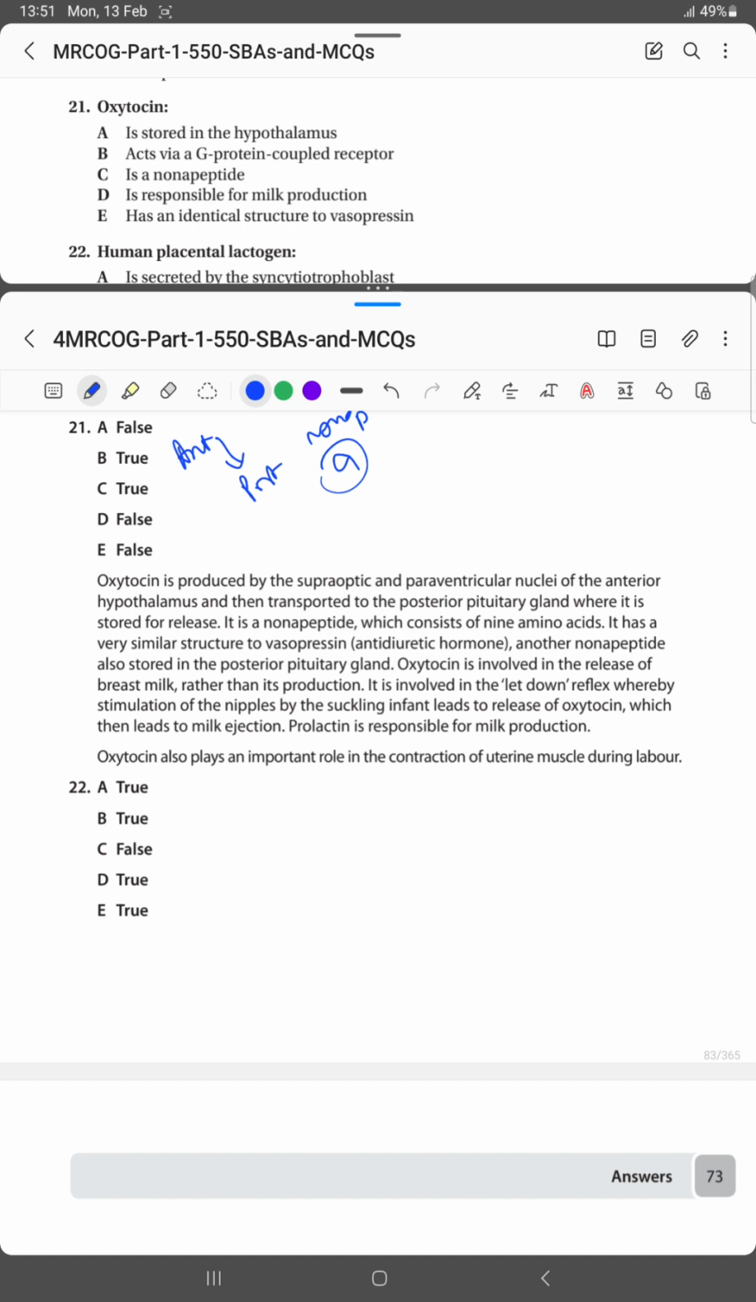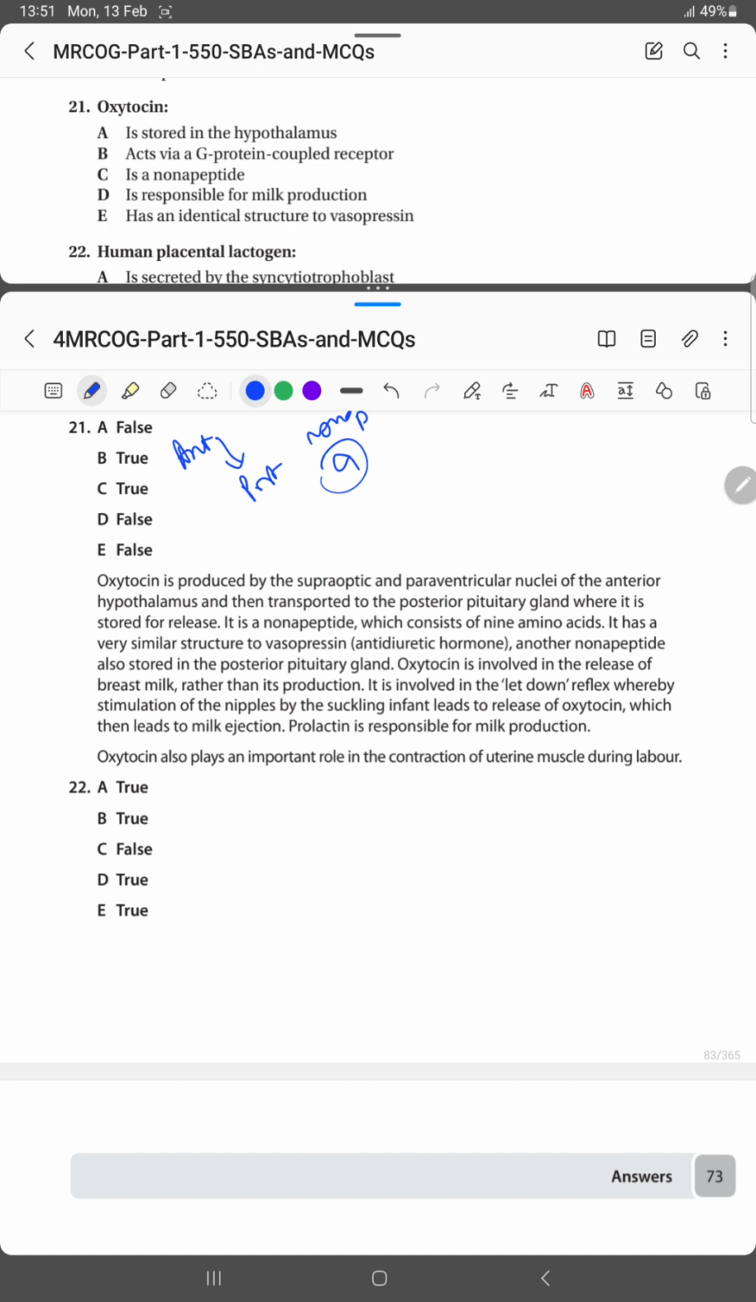Oxytocin is involved in the release of breast milk rather than its production. It is involved in the let down reflex, whereby stimulation of the nipples by the suckling of the infant leads to the release of oxytocin, which then leads to milk ejection. Prolactin is responsible for milk production, and oxytocin also plays an important role in the contractions of the uterine muscle during labor. So let's move to our options.